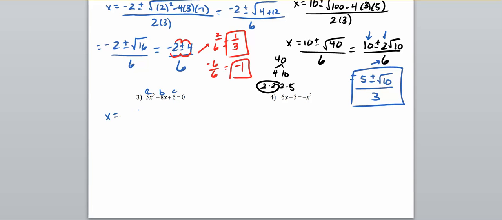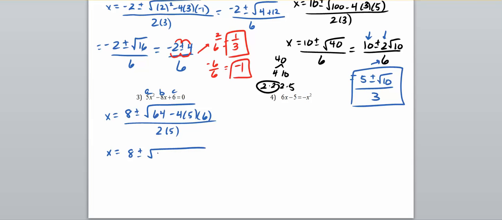So x is equal to negative b, so negative 8 is positive 8, plus or minus the square root of b squared, negative 8 squared is 64, minus 4 times a times c, all over 2 times a. All right? So let's simplify that. X equals 8 plus or minus the square root of 64 minus, well, 20 times 6 is going to give me 120, all over 10. Let's simplify that further. I get 8 plus or minus the square root of 64 minus 120, which would give me negative 56, all over 10.